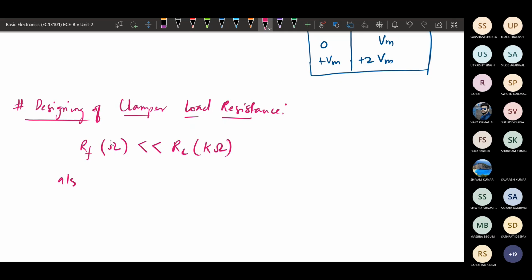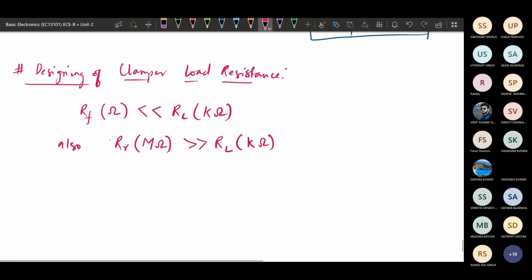Also, in terms of the reverse resistance, that is there in case of reverse biasing of the diode. In the reverse bias case, the diode resistance is very high, so that value is in mega ohms. So this should be much greater than the load resistance, because the load resistance should be in kilo ohms. So the reverse bias resistance of the diode should be in mega ohms. So this should be the relation.